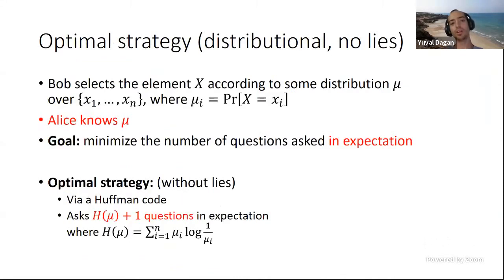Once we define this setting, we can ask what the optimal strategy for Alice is. First, in the setting with no lies, the optimal strategy is easily obtained using a Huffman code. It asks roughly the entropy of the distribution number of questions on average, where the entropy is just the sum over all probabilities mu_i of mu_i times log 1 over mu_i.